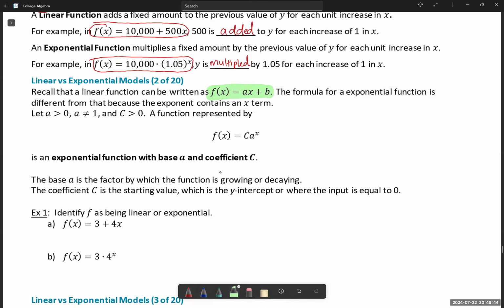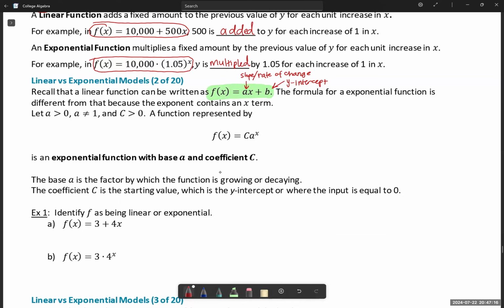Either way, you have a slope or a rate of change, and you have a y-intercept. Your slope is multiplied by your input, but it's added to that initial value, the y-intercept.